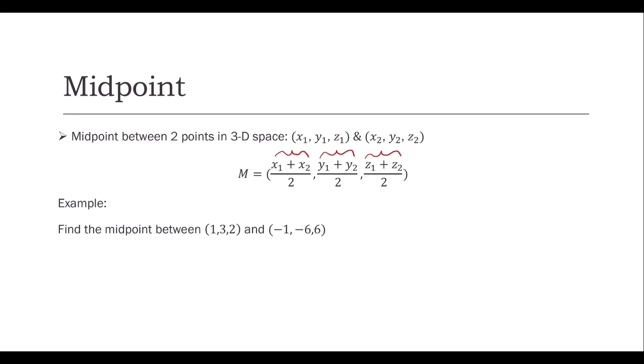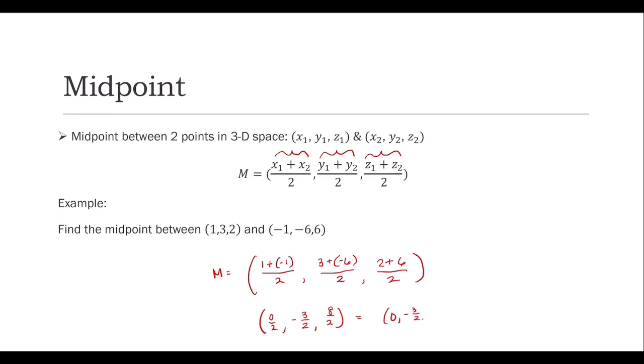So your midpoint would be 1 plus -1 over 2, comma, 3 plus -6 over 2, comma, 2 plus 6 over 2. So this would be 0 over 2, -3 over 2, and 8 over 2, which simplifies to 0, -3/2, 4. And that's your midpoint.